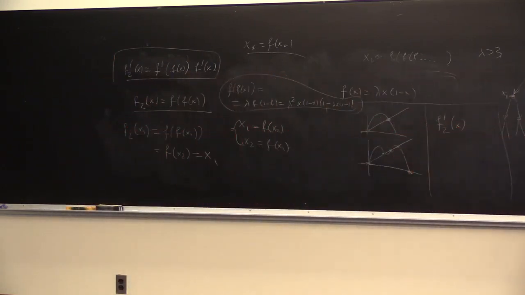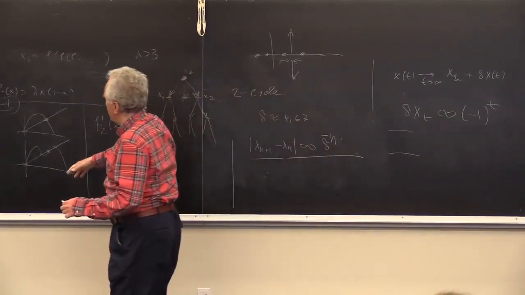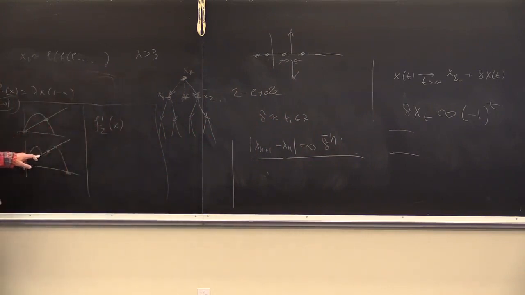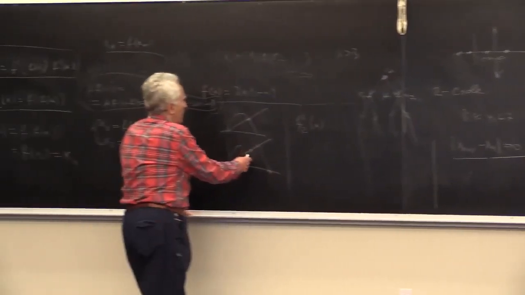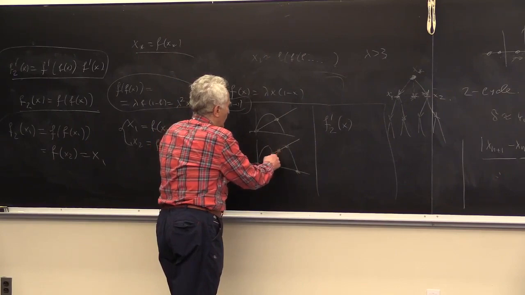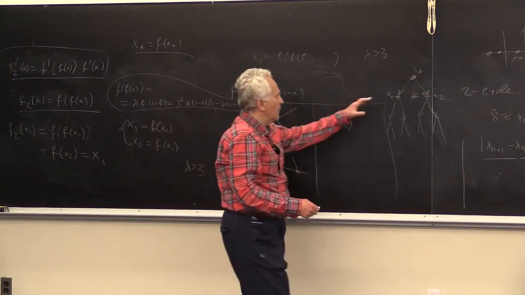I will not go into this elementary analysis. In this way, you will see that for lambda less than 3, we have only one fixed point. For lambda greater than 3, we have 3. And using this formula, it's very easy to see that this is unstable, and that's because it goes too steep here. And these 2 fixed points are stable, and they form the 2 cycle.